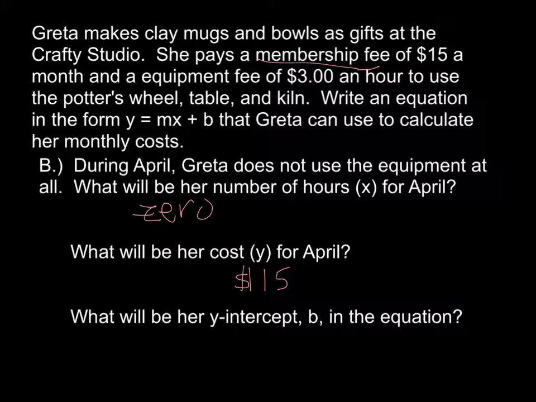What will her y-intercept be in the equation? 15. Because remember, the y-intercept is where the x value is going to be what? 0. The x value will always be 0 for the y-intercept. So if you can identify the value of the function when x is 0, that value will be your y-intercept. So the y-intercept is 15.